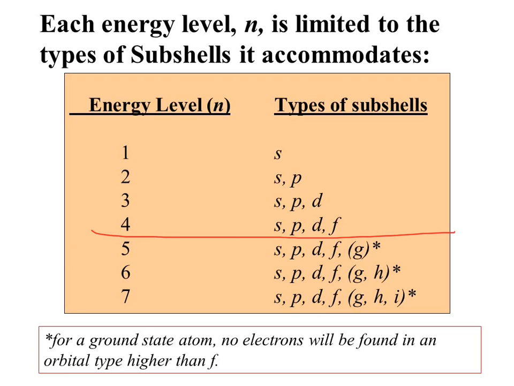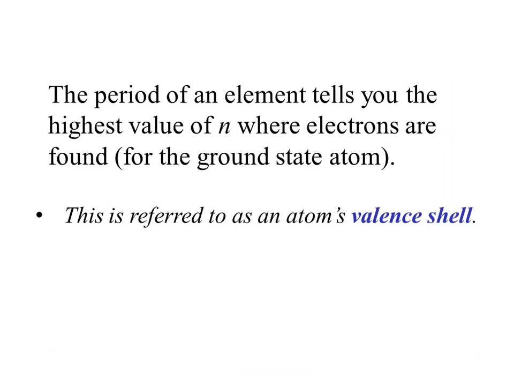But notice that beyond f, there are g, h, and i. When we, on Wednesday, start to find homes for electrons, we aren't going to use g, h, and i, not as we are finding electrons in their ground state. So actually, they're kind of ghosts out there as far as we're concerned. But they do exist. I'll remind you of this later.